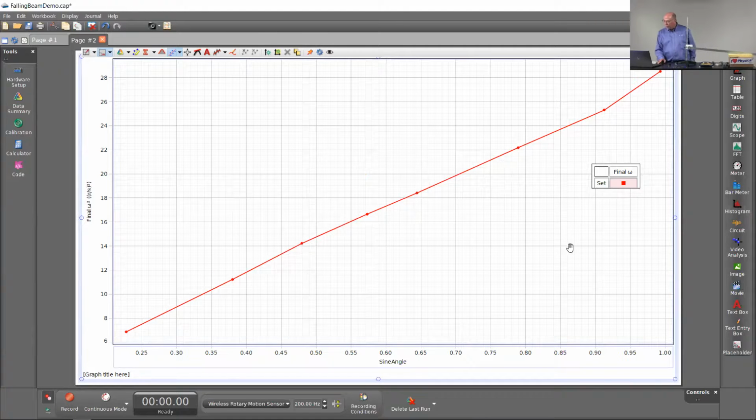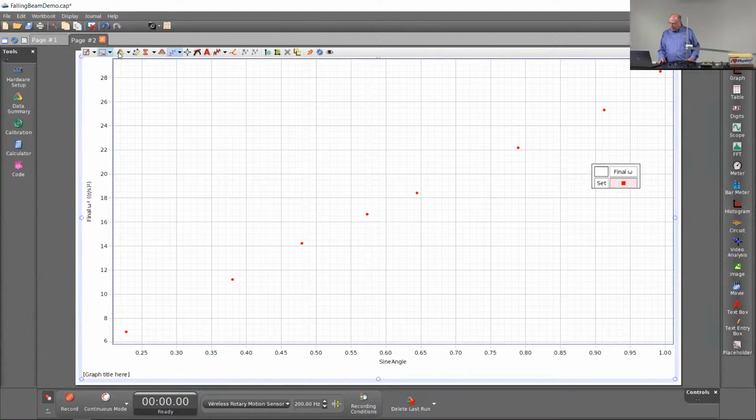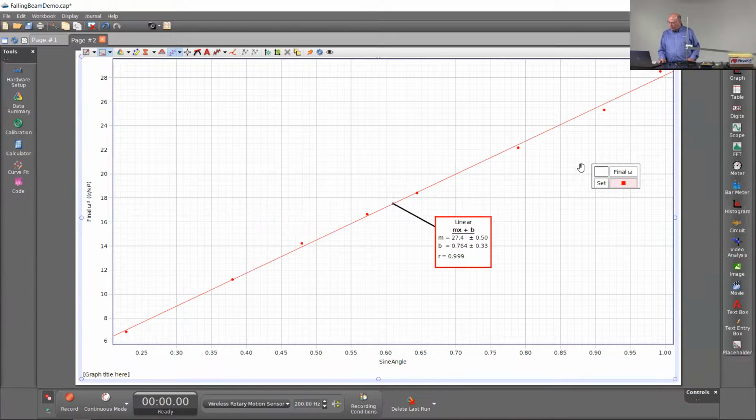And we can see it's pretty straight. I don't like these connecting lines for a lot of physics things. So if I right click on a point, I can turn it off. And then I can go up here and do a best fit. And it looks more linear when I do it that way. And so the slope is 27.4.